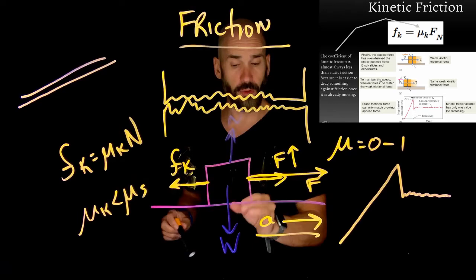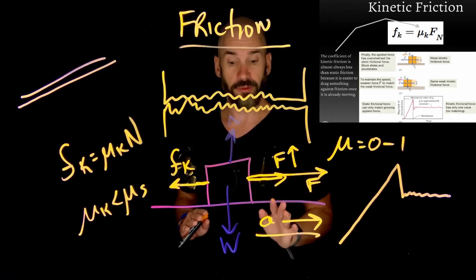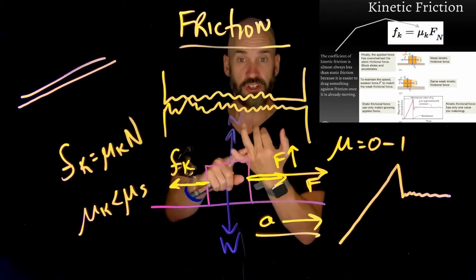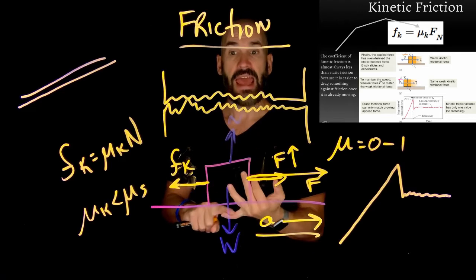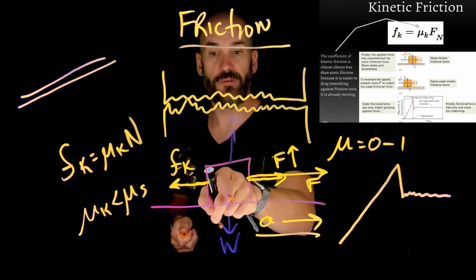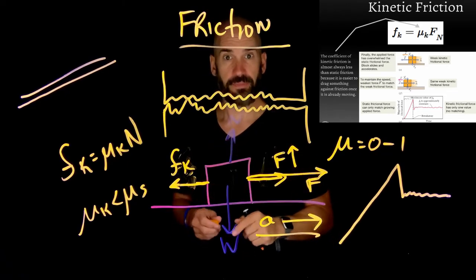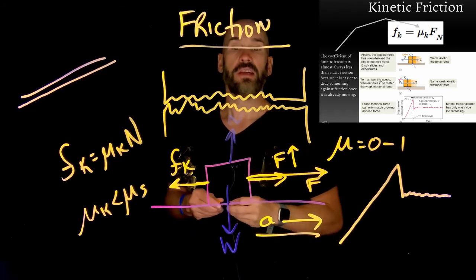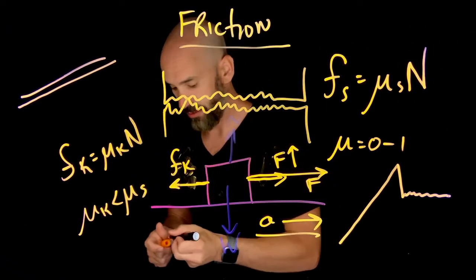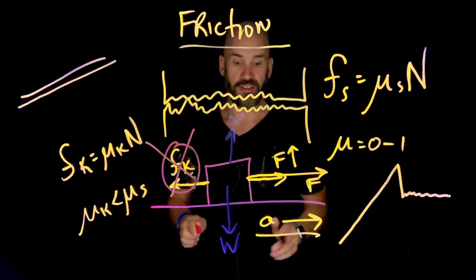So the big takeaway here is that once you're moving, the force of friction is a little bit lower, and that once you're moving, there will always be some resistive force because of the roughness between these two surfaces. Now, so far in this course, we've idealized this, and we've said, the hell with you, friction, and we pretended it doesn't exist.